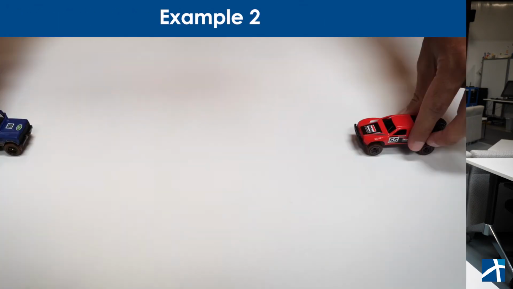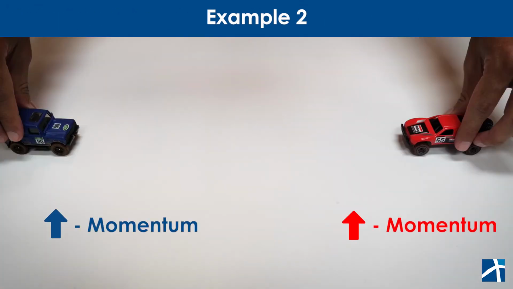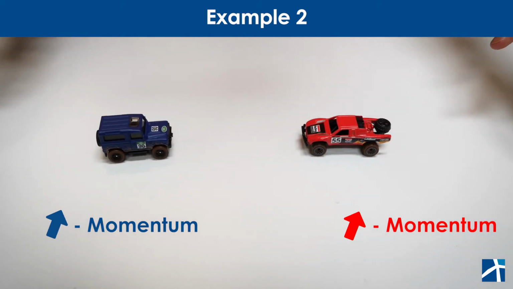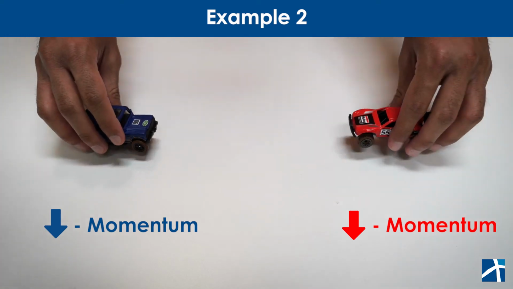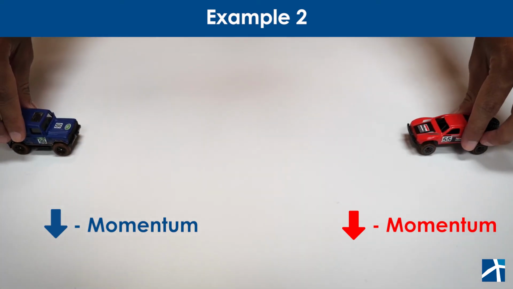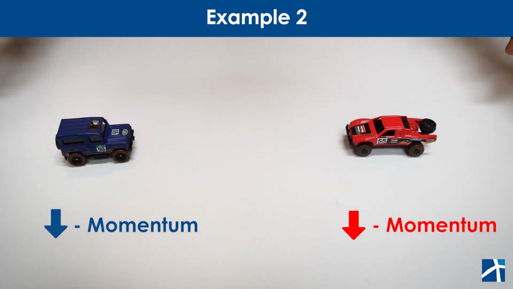In this next example, we'll have both cars moving at the same speed before they collide with each other. Both the red car and the blue car have the same momentum and are moving towards each other. When they collide, the momentum change is equal, but the cars react in opposite directions. The cars change direction and move backwards at the same speed after the collision.